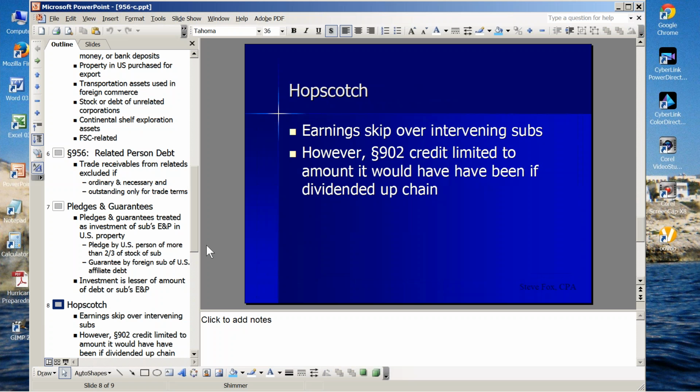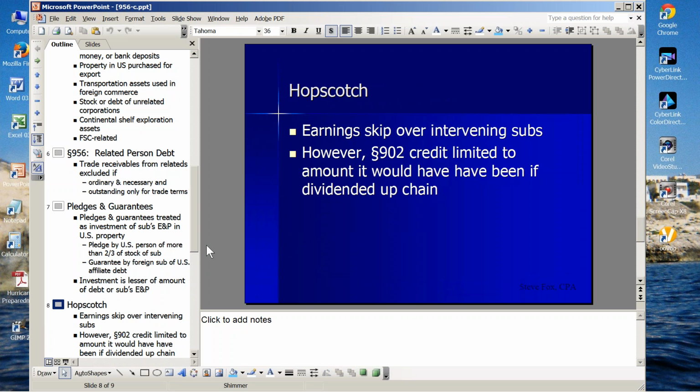So when you pay a dividend from a foreign sub to the U.S., the earnings go from the foreign sub to the U.S. as dividend income, and the E&P of the foreign sub gets reduced. 956 doesn't work that way. 956 is sort of the monopoly thing. Do not pass go, do not collect $200. It used to be you could collect the $200, but you didn't pass go.